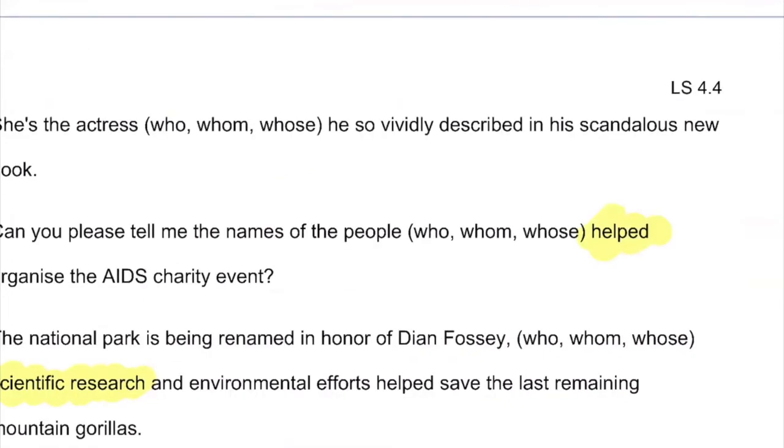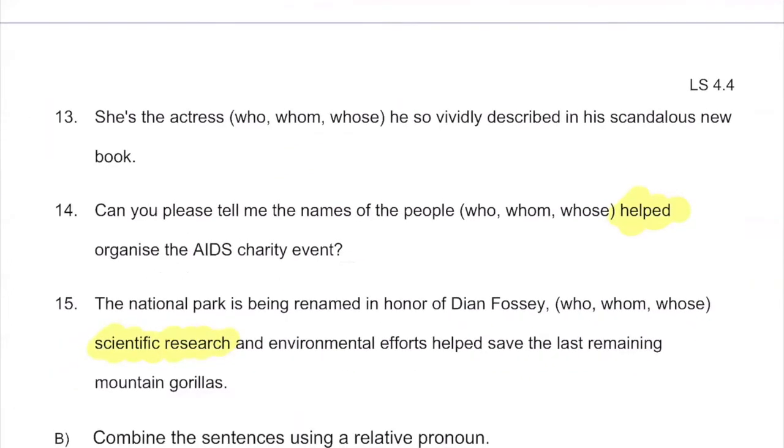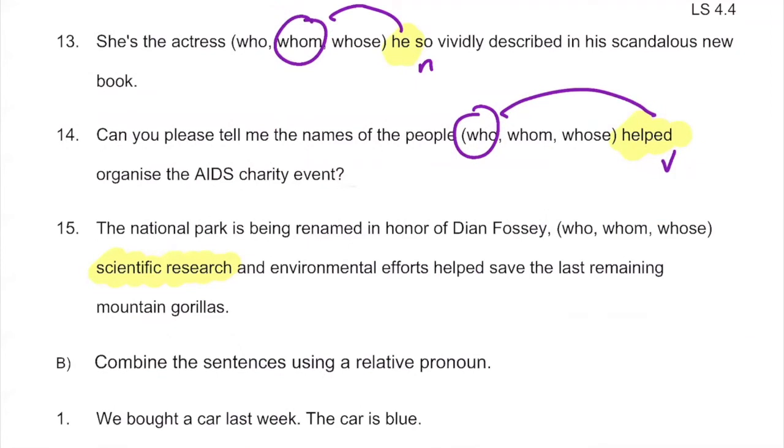Let's go on to question 13. Can you all just chime in? Whoever has an answer, just chime in. Question 13, whom? Thank you. Question 14. Who, right? Thank you. Verb, noun. Excellent. Question 15. Whose? Right, belongs to him, the scientific research. Very good. Well done.